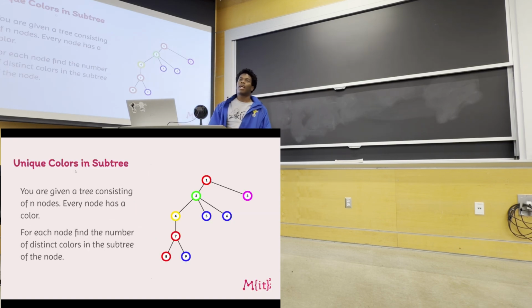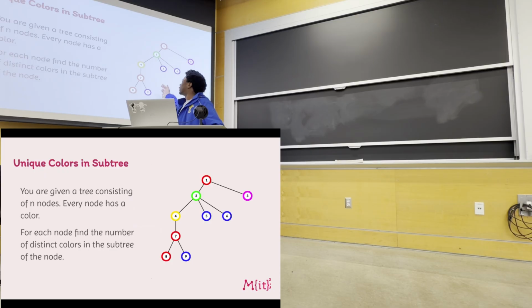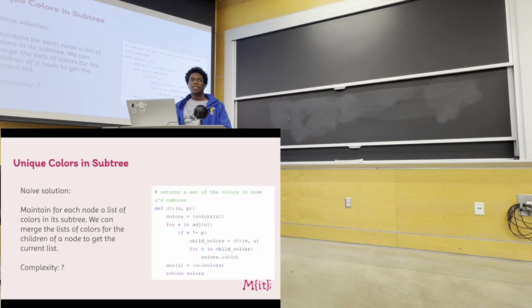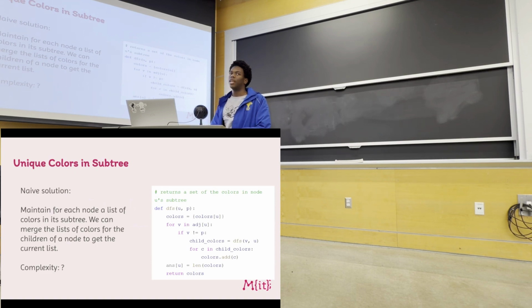So here's a particular application for this idea. You're just given a tree and you're tasked with finding the number of unique colors for each subtree. For example, the number of unique colors for the subtree that starts with 7 would just be 2, because red and blue are the only unique colors in that particular example. And I guess one naive solution that you can think of is just storing all the colors you've seen within that tree and then doing a depth first search.